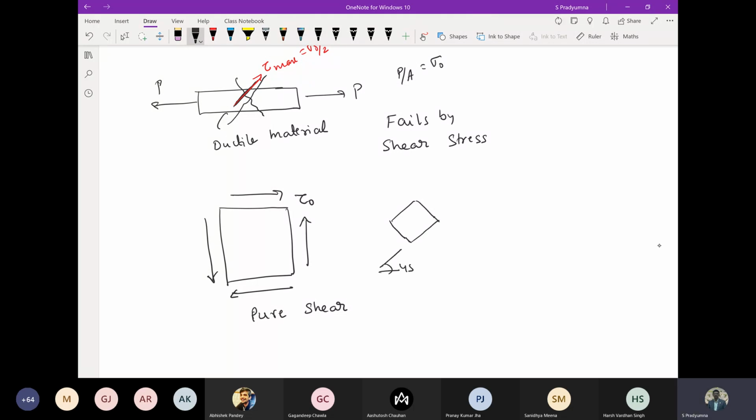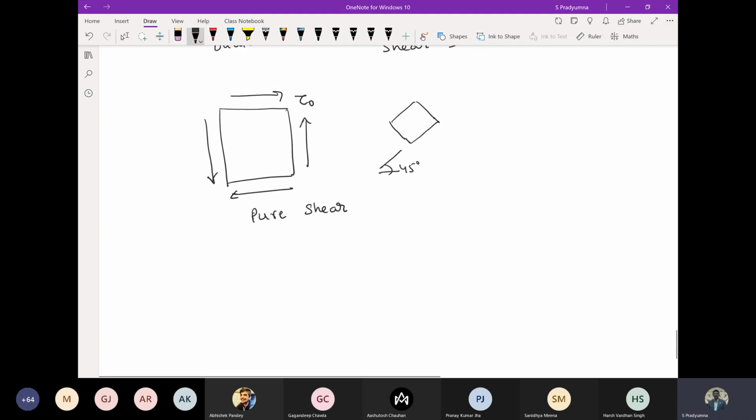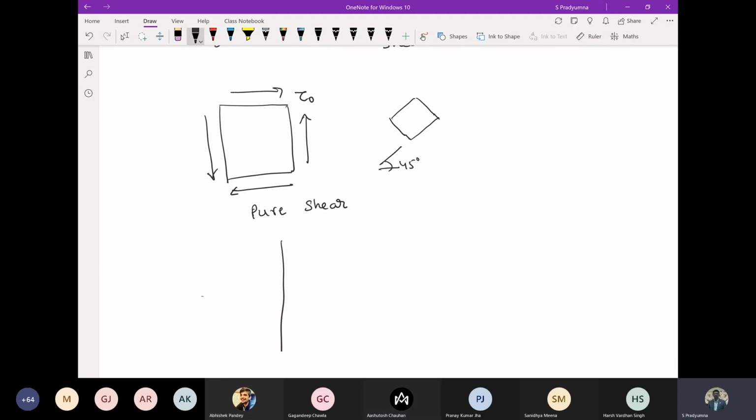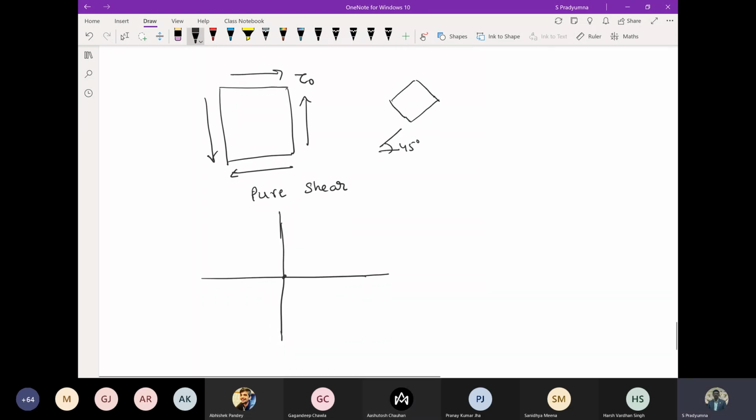This is the 45 degree plane, just given a rotation. Now we want to know what is the state of stress on this plane. What is the state of stress on this particular plane when I rotate by 45 degrees? So I can take help of Mohr's circle also. What is the center of Mohr's circle? Origin.